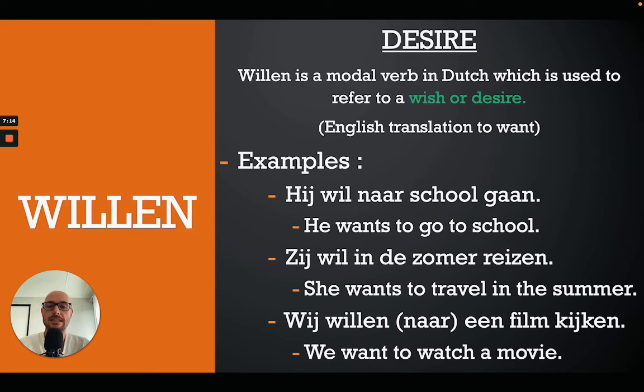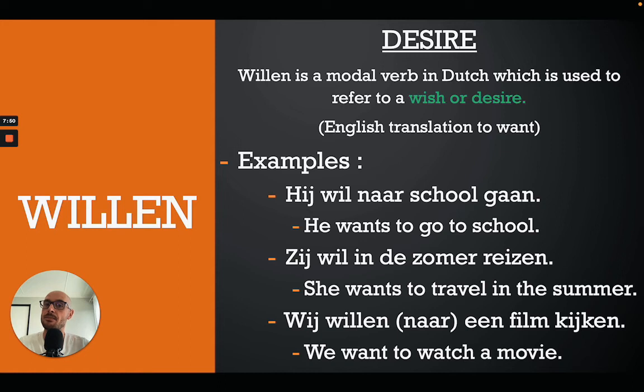Right? So we'll take a look at the examples. Hij wil naar school gaan. He wants to go to school. Zij wil in de zomer reizen. She wants to travel in the summer. Wij willen naar een film kijken. We want to watch a movie. So again, in Dutch, our auxiliary verb goes in the beginning, next to our subject, and our main verb goes at the end. Alright? So, gaan at the end, to go, reizen at the end, to travel, kijken, to watch, at the end, willen or wil, close to our subject.